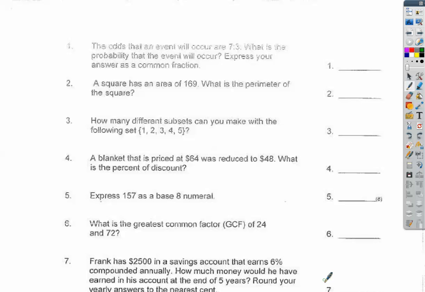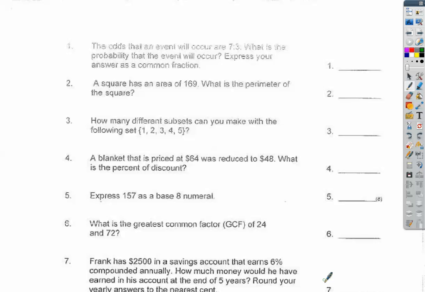So this is competition 2, 2010-2011. And this is the written round, page 1. What are the odds? The odds of an event will occur are 7 to 3. What is the probability that the event will occur? Express your answer as a common fraction.